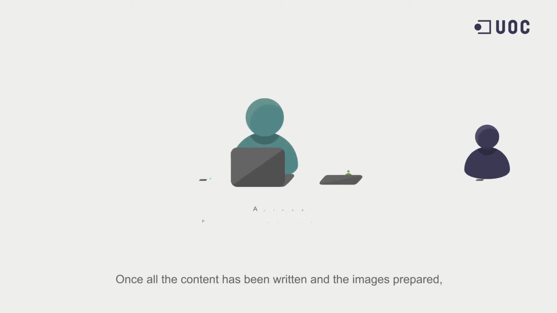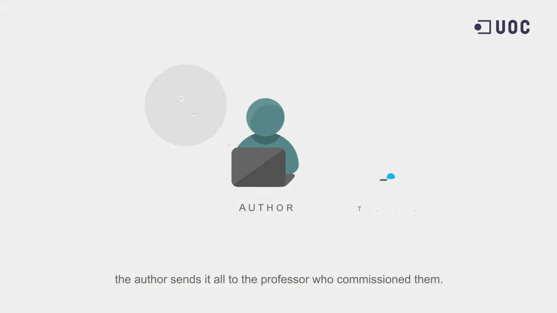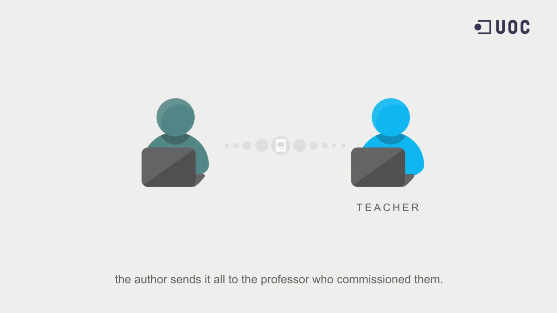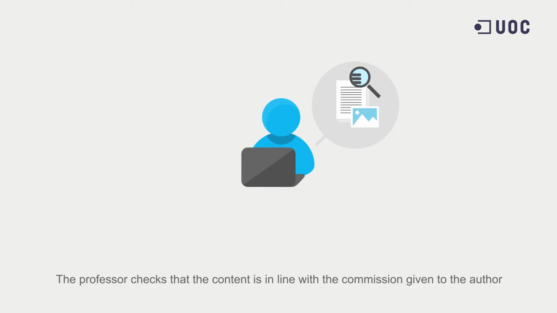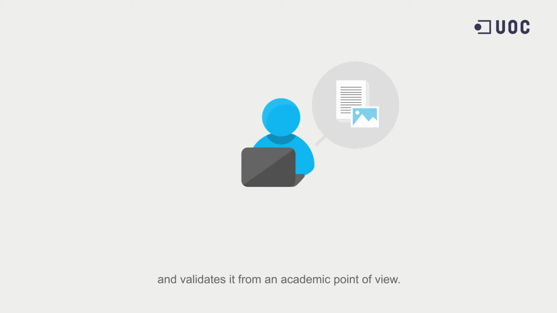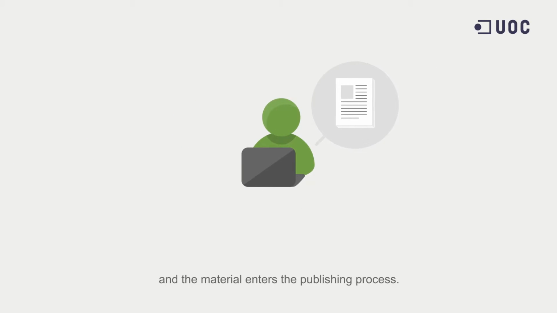Once all the content has been written and the images prepared, the author sends it to the professor who commissioned them. The professor checks that the content is in line with the commission given to the author and validates it from an academic point of view. Once validated, the professor sends the final content to the publishers and the material enters the publishing process.